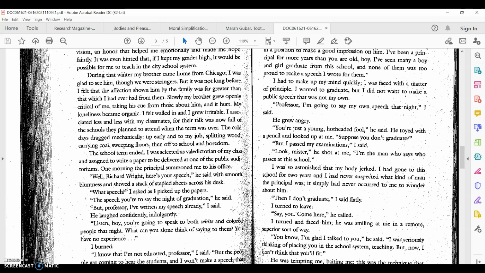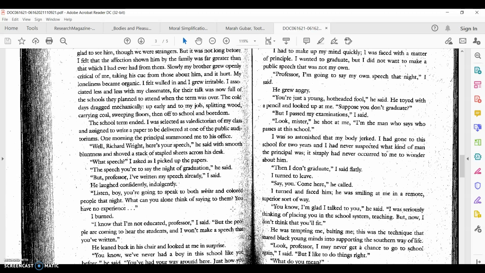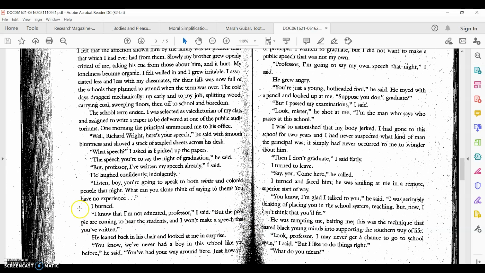What can you alone think of saying to them? You have no experience. I burned. I know that I'm not educated, Professor, I said, but the people are coming to hear the students, and I won't make a speech that you've written. He leaned back in his chair and looked at me in surprise.